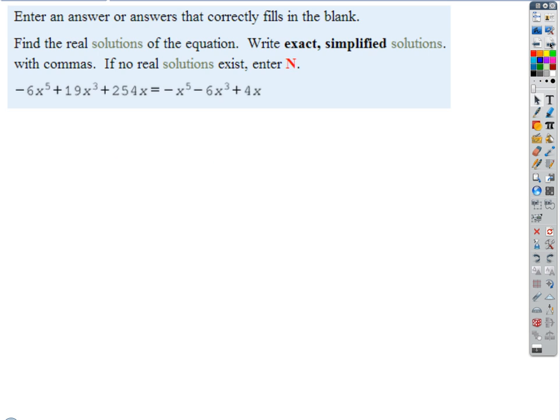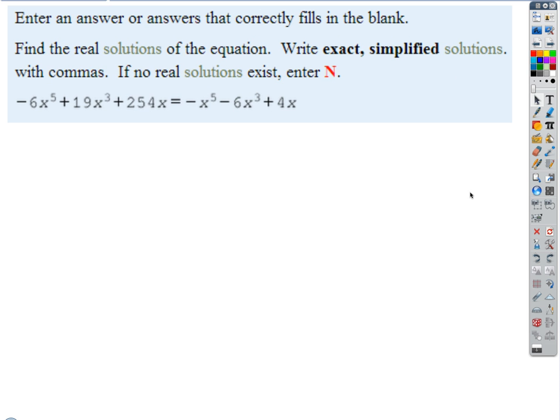Okay, so this is the granddaddy of all. But it's not hard, it'll be fine, it's not that big a deal. Okay, so what do we do with this one? Get it all on one side, sure.